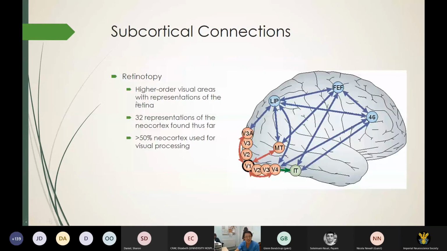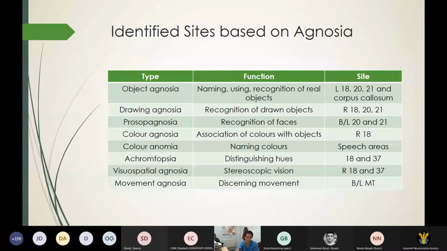Oh, and the other thing just to mention, there are at the moment 32 different representations found in the neocortex. So 32 different types of visual information has been identified. I'm not going to pretend I know all of them. And one way to work out which area does what is by examining patients with different types of agnosia.